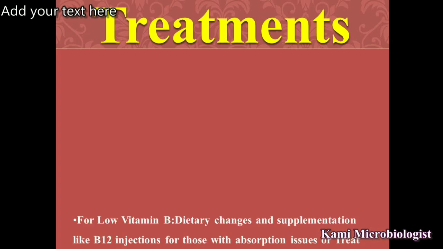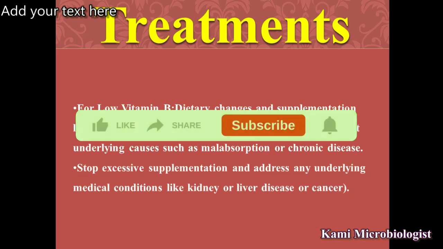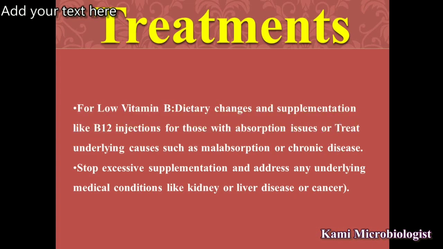Now let's see the treatment. Let's suppose the vitamin B level gets low, so what will you do? You will have to take all the diets that contain vitamin B. You will have to take supplements of vitamin B, like vitamin B injection for those with absorption issues, or you have to treat the signs and symptoms which can appear when vitamin B gets low. If it gets high, you have to stop the excessive supplements of vitamin B, and you have to treat all the conditions caused by high vitamin B, like liver and kidney or cancer diseases. So this is all about the vitamin B test.